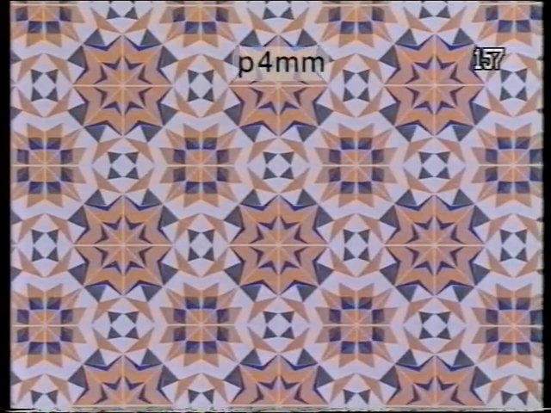What about this pattern? Again, the highest order of rotation is 4. This time, though, there are lots of reflections. In fact, there are reflections in 4 directions, vertical and horizontal, and in the 2 45-degree diagonals. So this is of type P4MM.